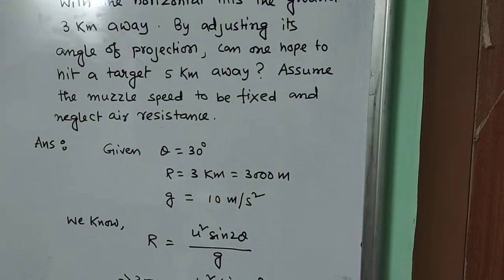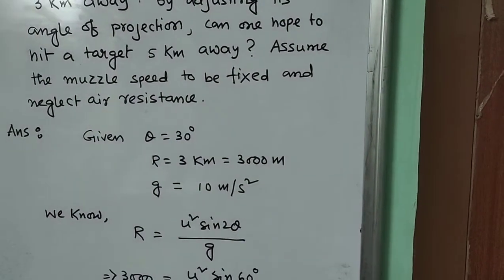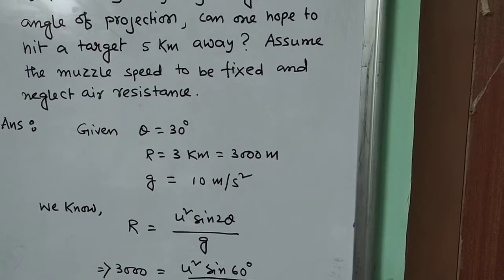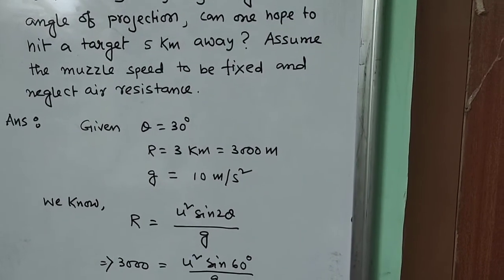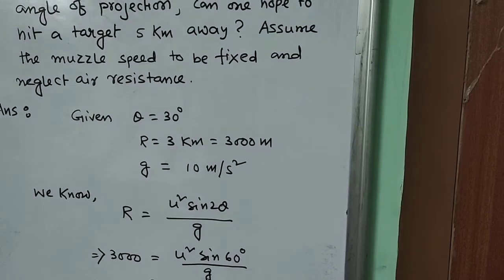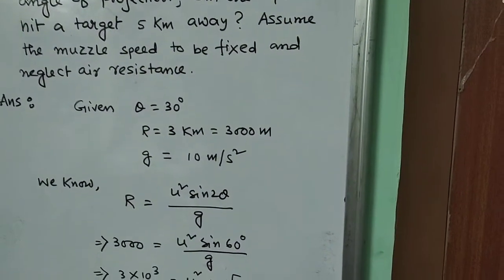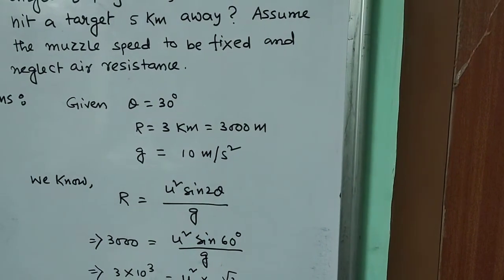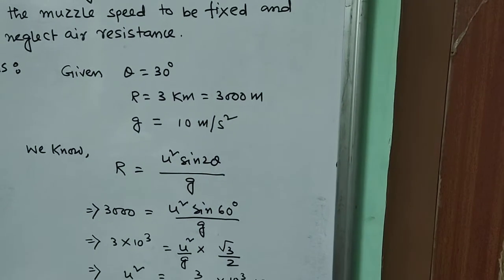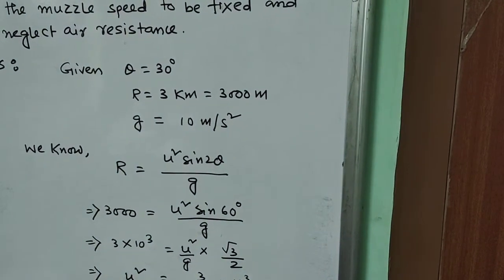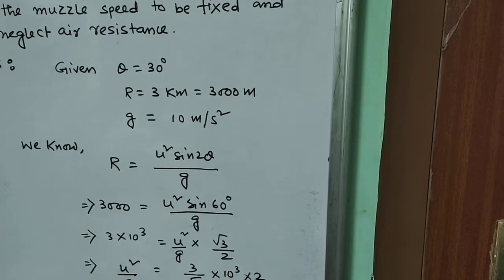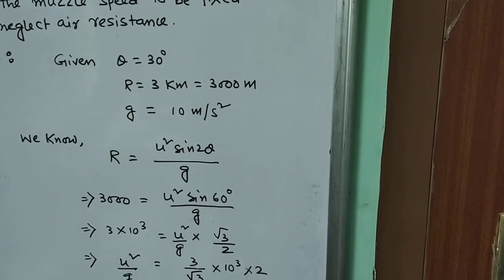Now the formula which you are going to define is R equal to u square sine 2 theta by g. So already we have discussed this expression. So let me substitute the value. Implies R is given 3000 meters, so 3000 equal to u square by g, and sine 2 theta, theta is 30 degrees, so sine 60 degree. So 3000 we can write 3 into 10 to the power 3, u square by g, and sine 60 degree is root 3 by 2.